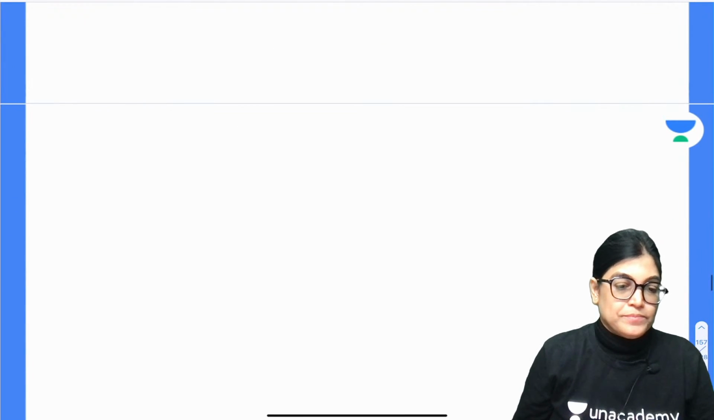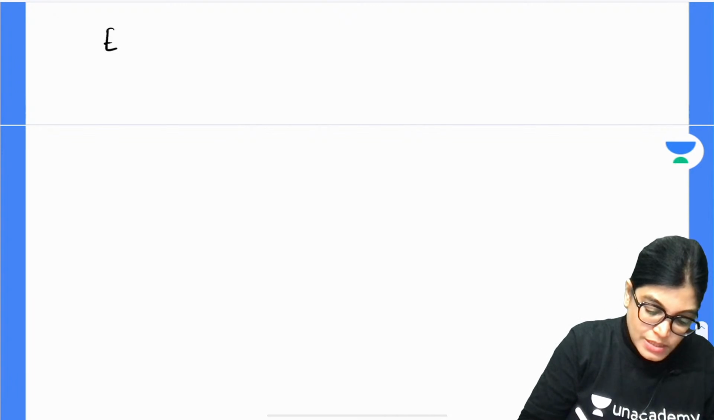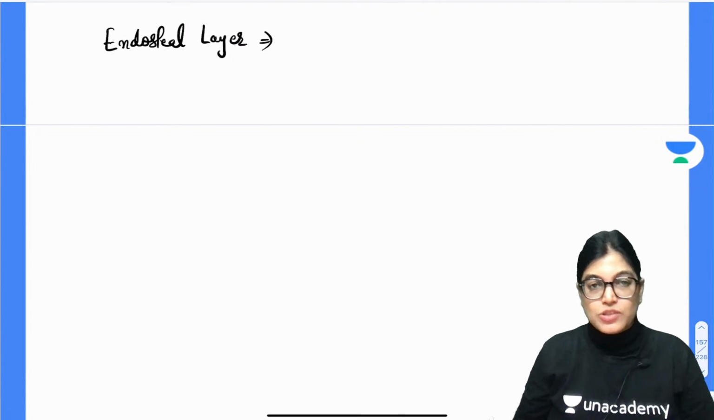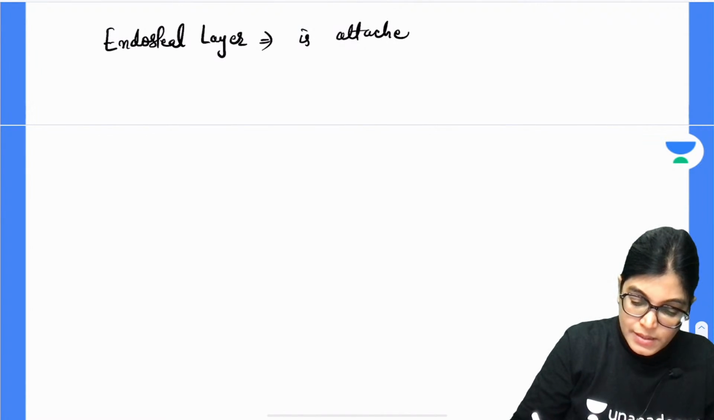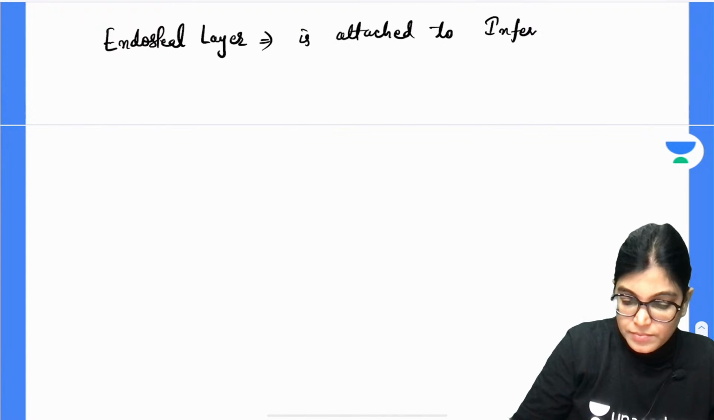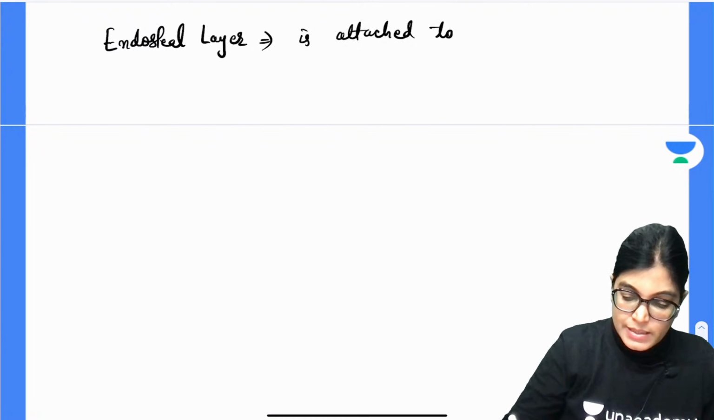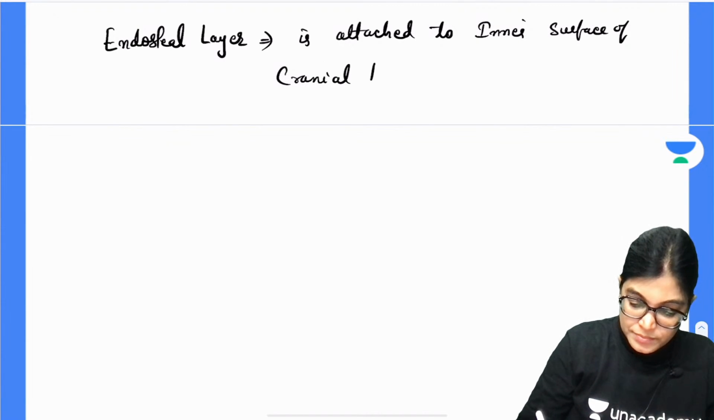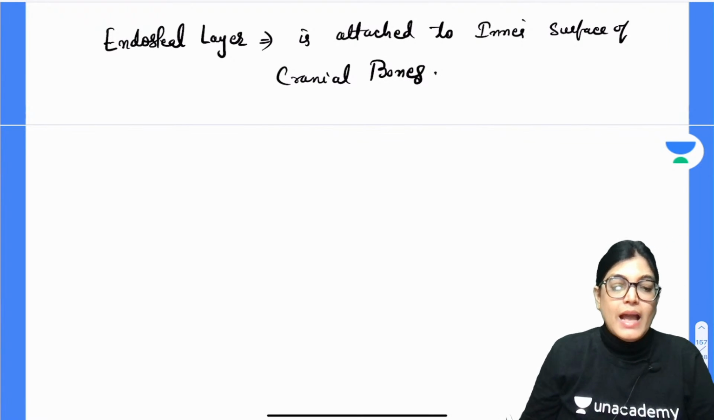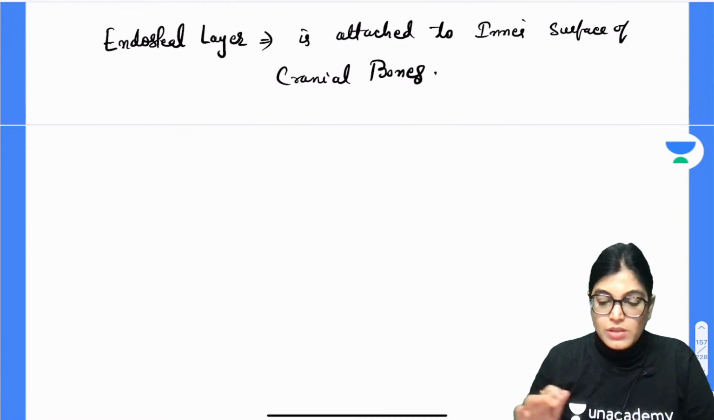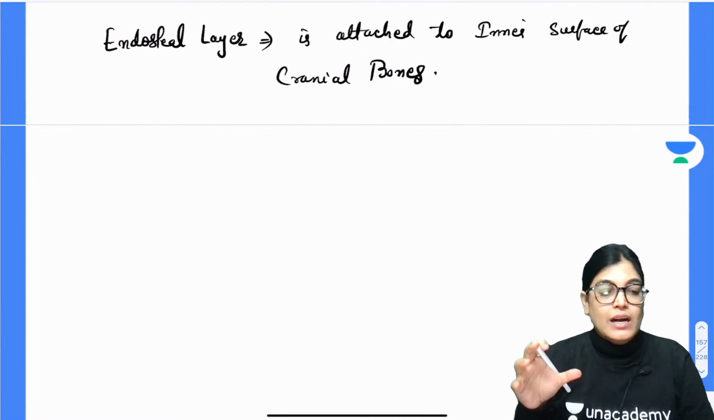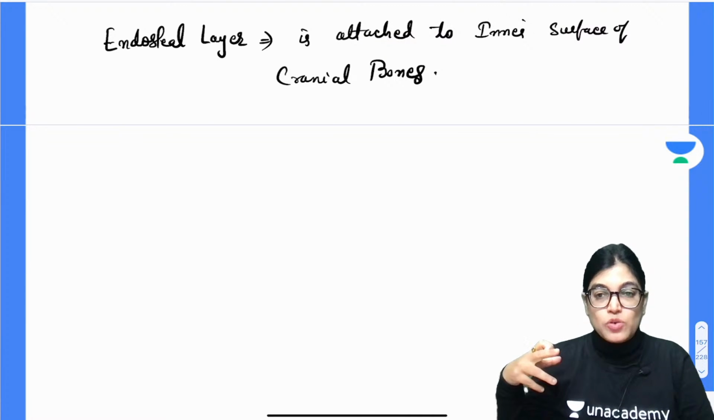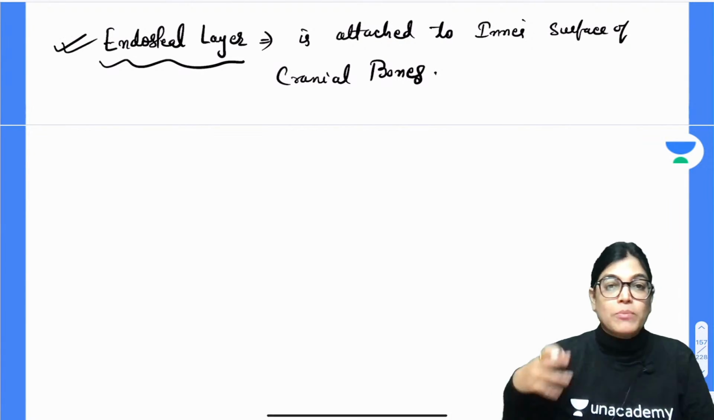Now let me give you more details of the endosteal layer. The endosteal layer is attached to the inner surface of cranial bones and is continued through the sutural ligaments around the margins of foramina. In the cranium there are many foramina, so this endosteal layer will be continuous along the margins of these foramina.